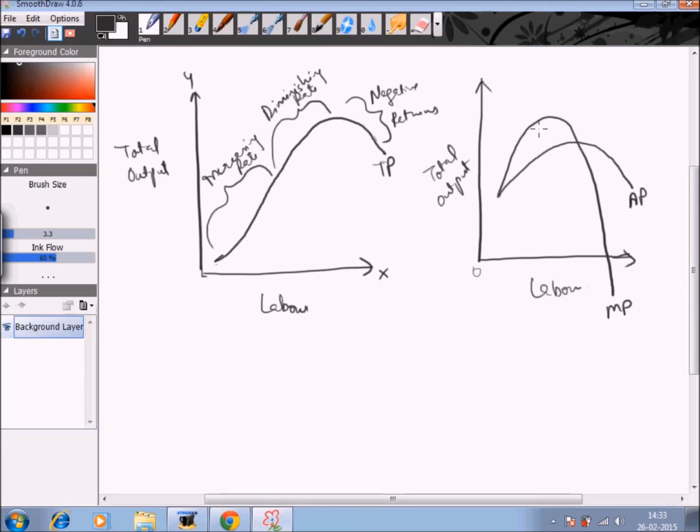Till the point the marginal productivity was increasing, it was increasing returns, after that it becomes diminishing returns, and from this point it becomes negative returns. This is increasing returns, diminishing returns, and this is negative returns. So this is how we plot it on the graph.